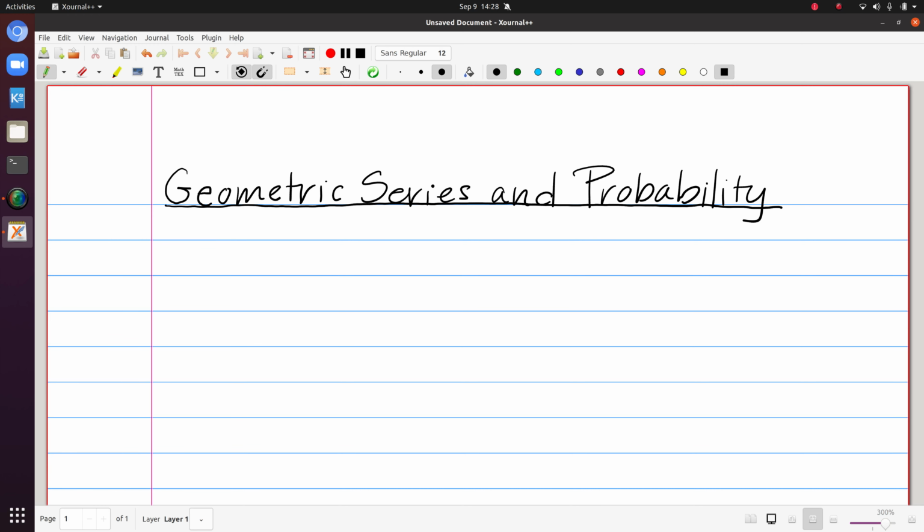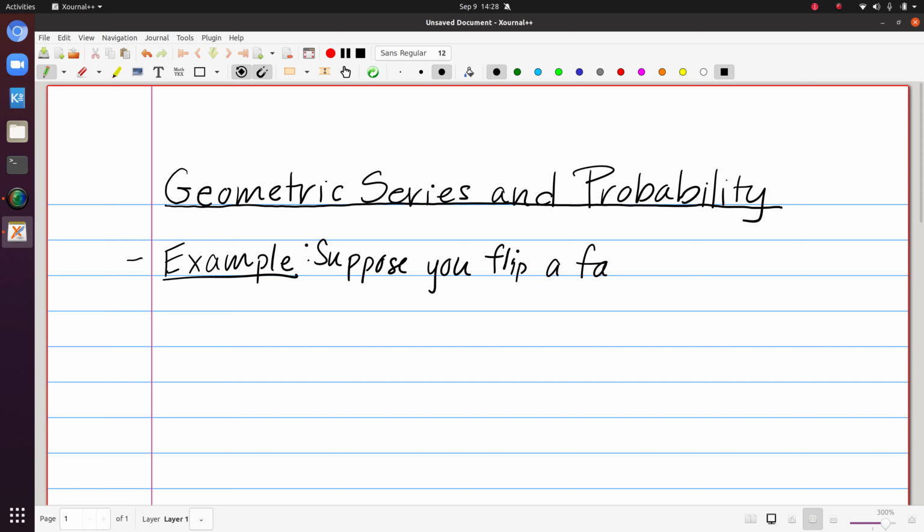Now that we've talked about geometric series, I'd like to take a moment and tie this back into probability. So as an example to see the link here, suppose you flip a fair coin until it lands heads.